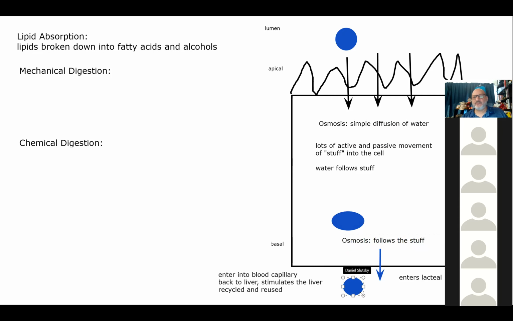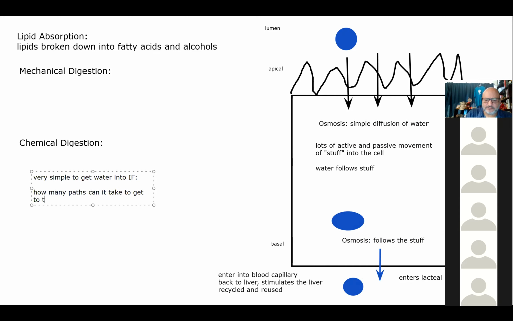Most of it happens in the small intestine. And we're able to get the water back here into the interstitial fluid. So again, very simple to get the water into the interstitial fluid. However, once it's in the interstitial fluid, how many paths can it take to get to the heart? Two. Absolutely. Water will both enter the blood capillary.